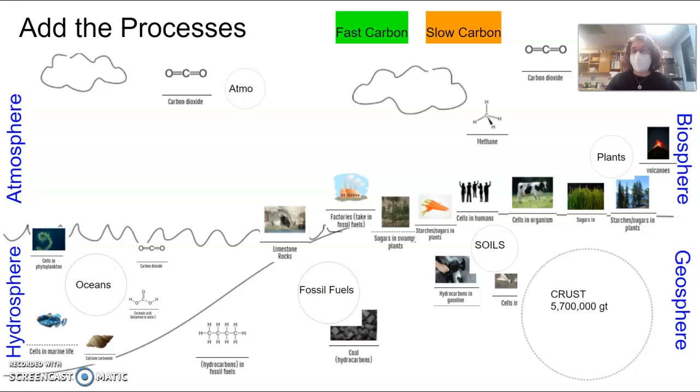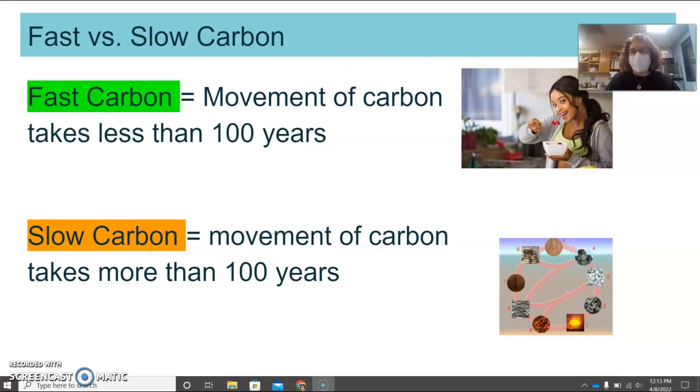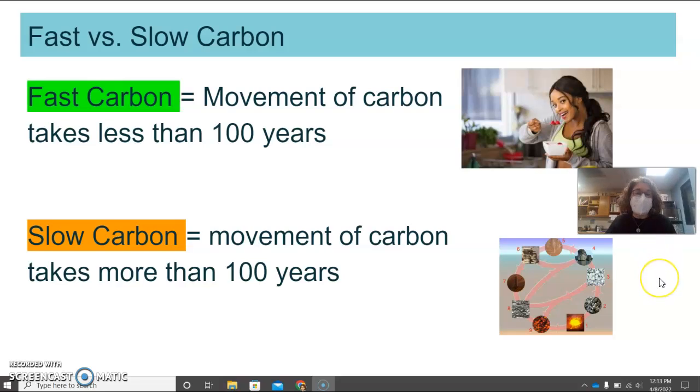So carbon can move from one reservoir to another through a process. And some of those processes are fast, which we'll represent in green, and some of them are slow, which we're going to represent using the color orange. So what do we mean by fast carbon and slow carbon? Probably a little bit different than what you think about somebody who is fast or who is slow, or a car that is fast or slow.